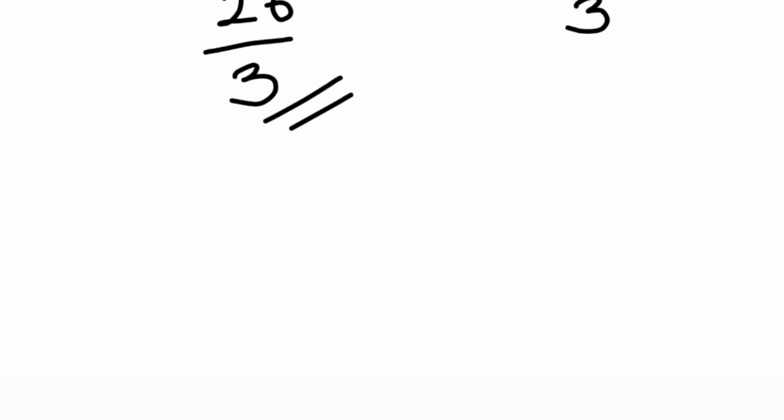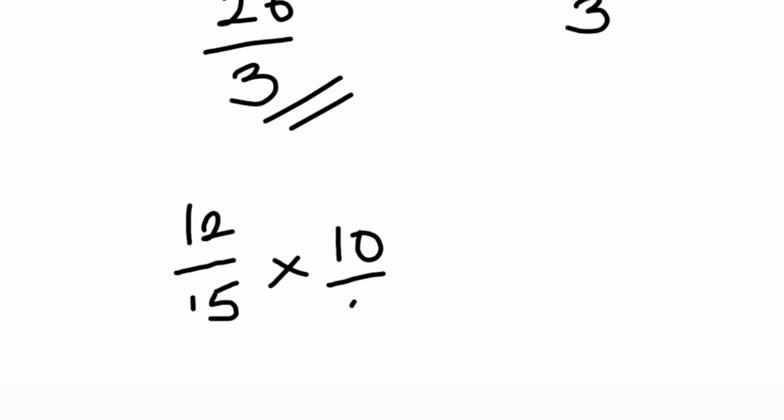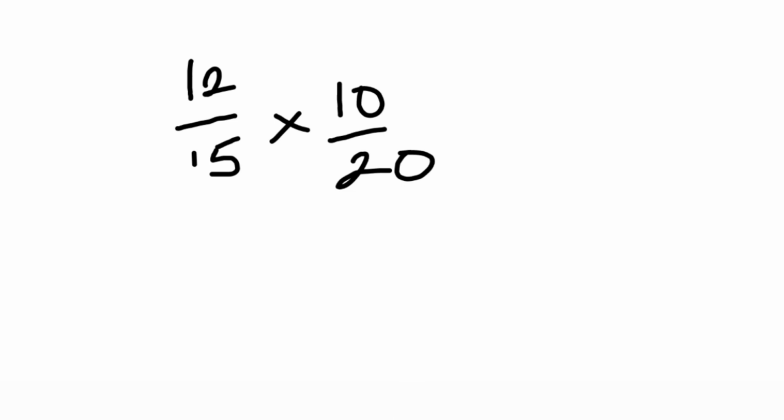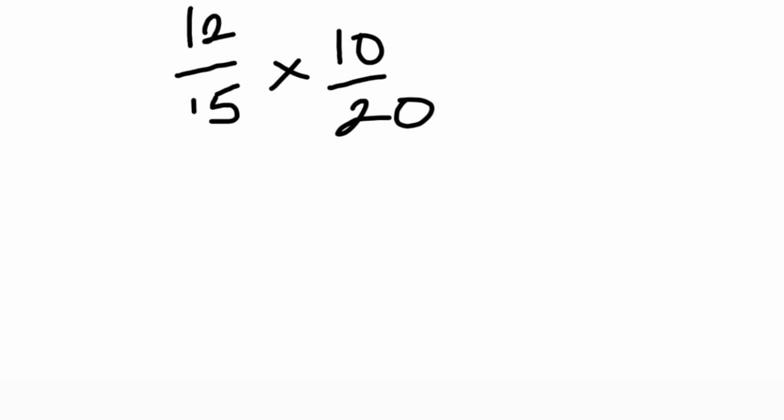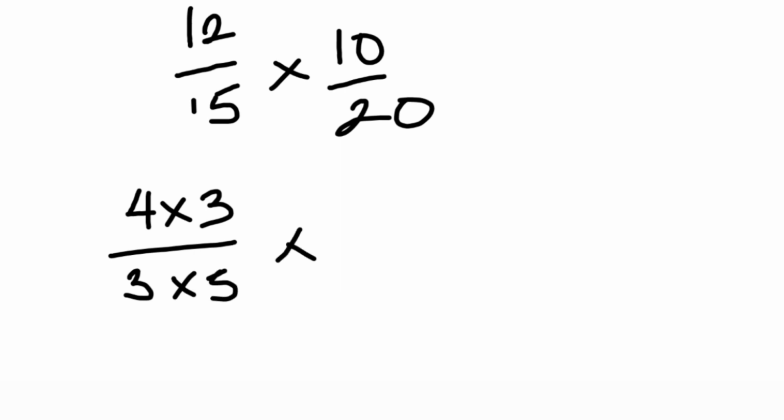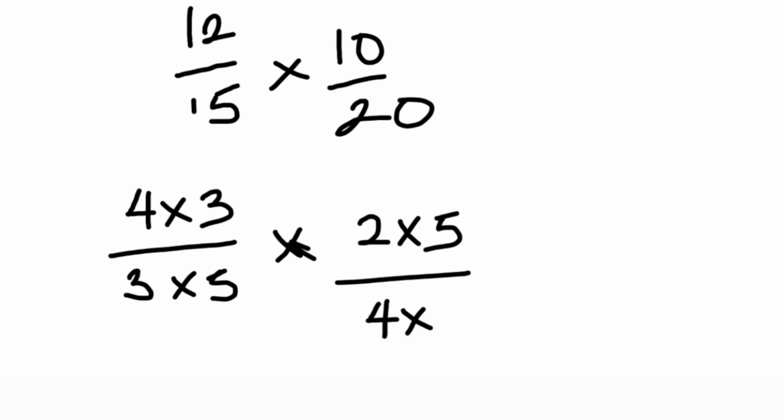Now let's take another example, like when you have 12 over 15 multiplied by 10 over 20. You can go ahead to multiply the numerators first, then multiply the denominators and try to divide it. Or you can just rewrite this expression. You can write 12 as 4 multiplied by 3, then write 15 as 3 multiplied by 5. Then you can write 10 as 2 multiplied by 5, and also write 20 as 4 multiplied by 5.